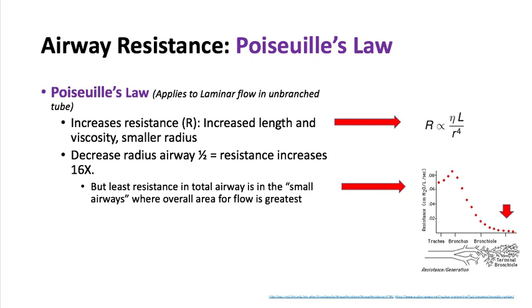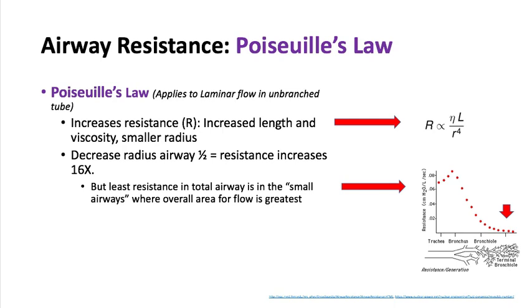Now, resistance is increased the longer a tube is, and the more viscous the flow of that gas going down through the tube, and radius has a huge factor on resistance. And in fact, if you decrease the radius in half, the resistance will increase by 16 times because it's related to resistance by radius to the fourth. But the least resistance in the total airway is actually way down there in the small airways because the overall area for flow is greatest.